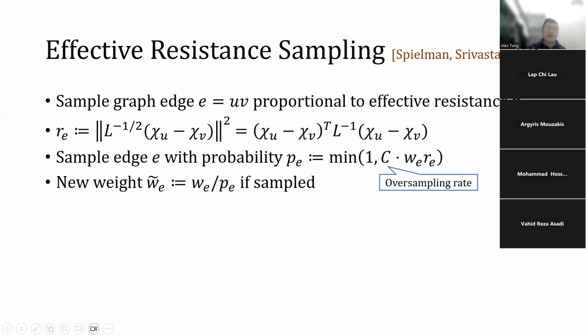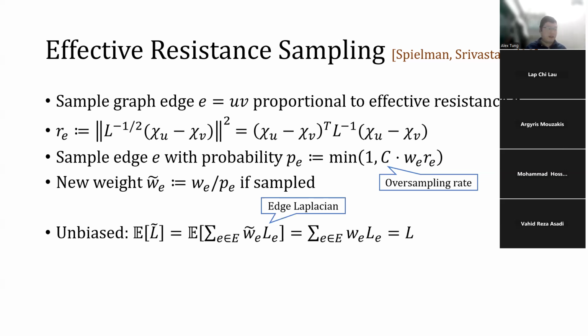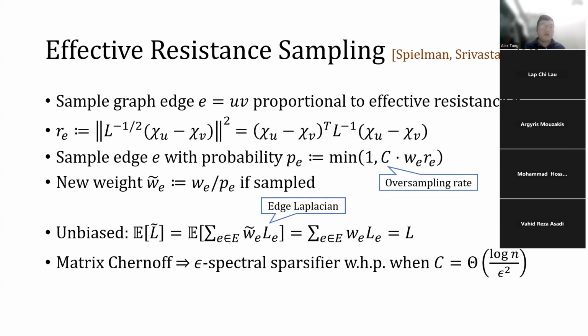Once you sample the edge, the new weight w tilde of e is just w_e divided by p_e. It's a natural choice because then you guarantee that the Laplacian of the sparsifier, L tilde, is unbiased. If you use matrix Chernoff, you can show that when you choose the oversampling rate to be log n divided by epsilon squared, then you obtain an epsilon spectral sparsifier with high probability.